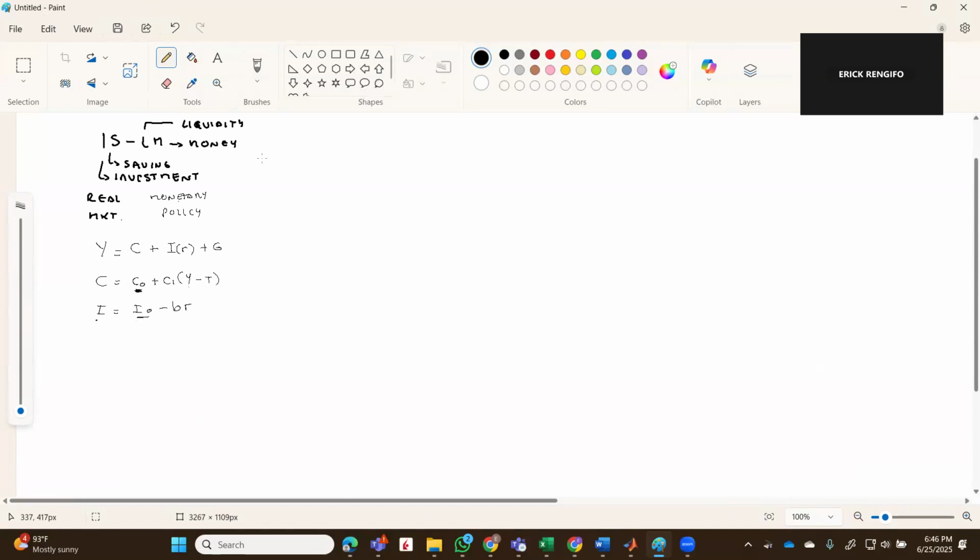But what matters in your consumption is this part here. Do you see this part here, guys? What is this part here? This is my disposable income.